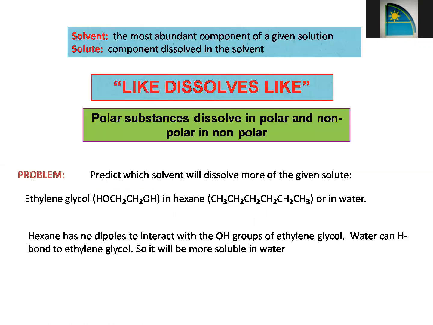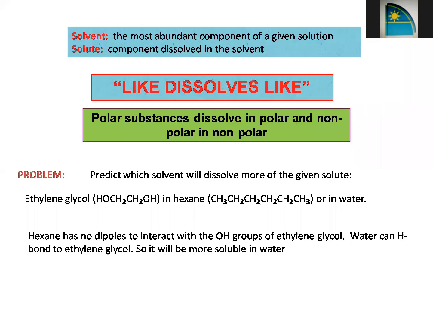Next thing we have to learn about how a solute dissolves in a solvent. Here we have one very basic rule in chemistry, that is like dissolves like. We can also learn this by saying that polar substances dissolve in polar liquids, and non-polar substances dissolve in non-polar substances. Now, what do you mean by polar substances? Polar substances are those which have permanent dipole moment, and non-polar substances are those which do not have dipole moment. We can even try one question based on this.